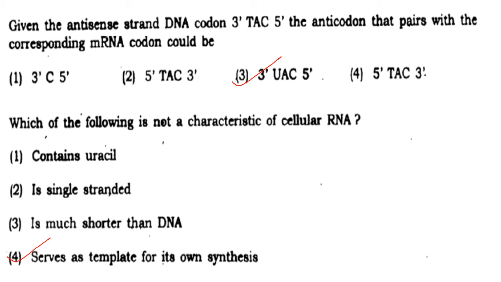Next one. Which of the following is not a characteristic of cellular RNA? Option 1, contains uracil. Option 2, is single stranded. Option 3, is much shorter than DNA. Option 4, serves as template for its own synthesis. Answer is option 4, serves as template for its own synthesis.